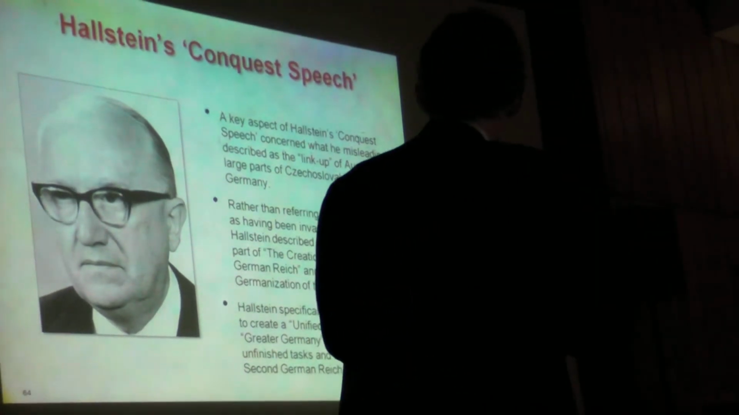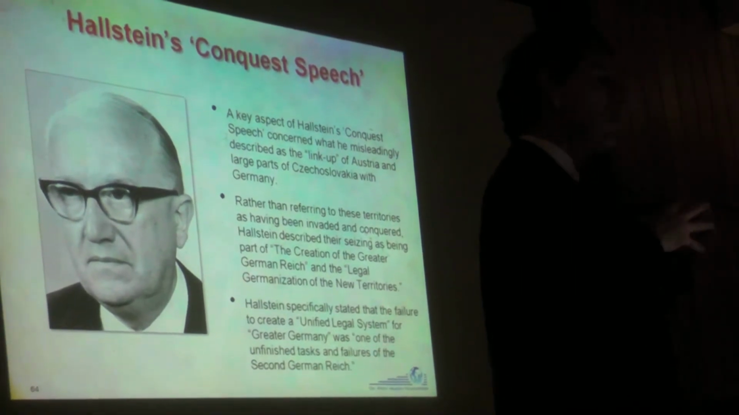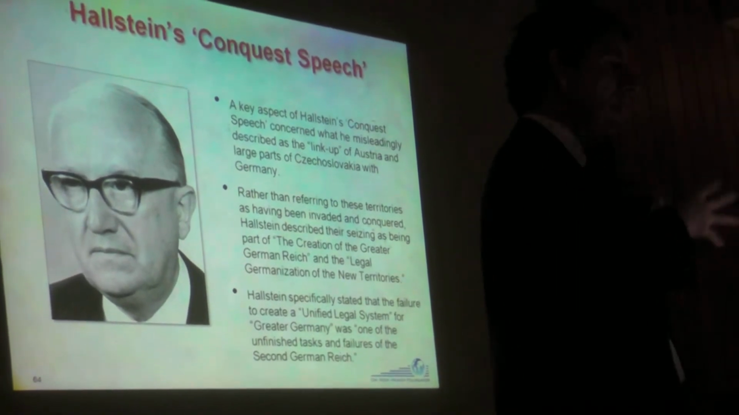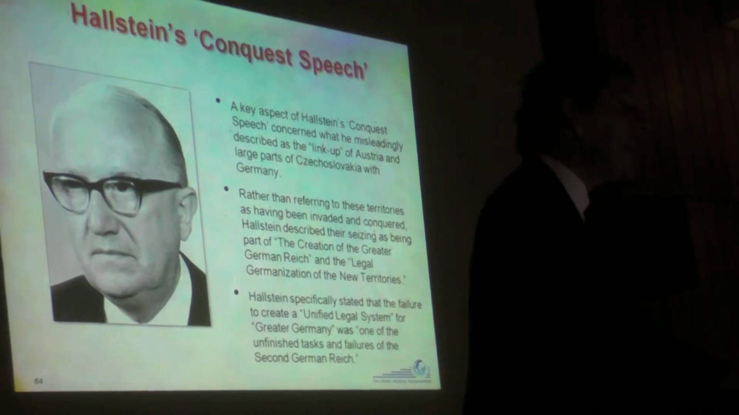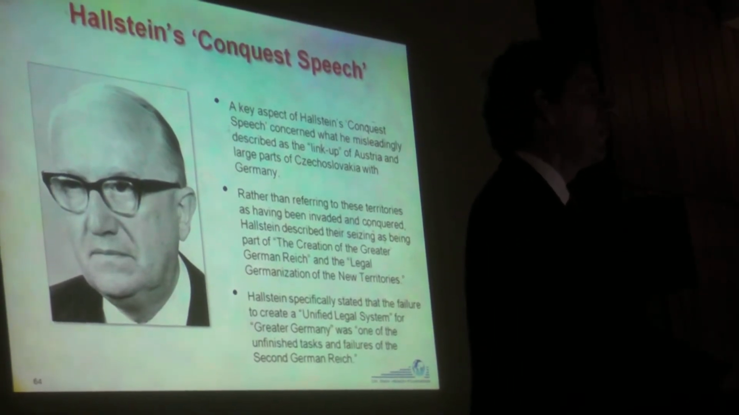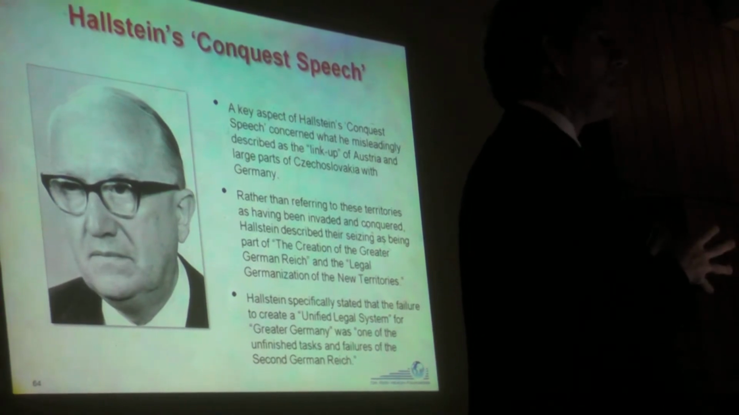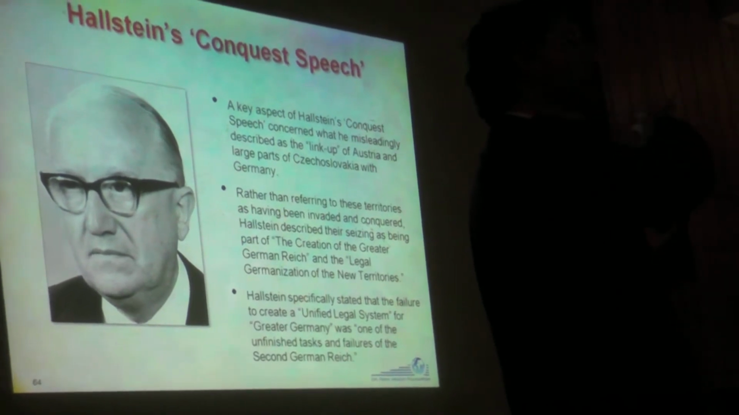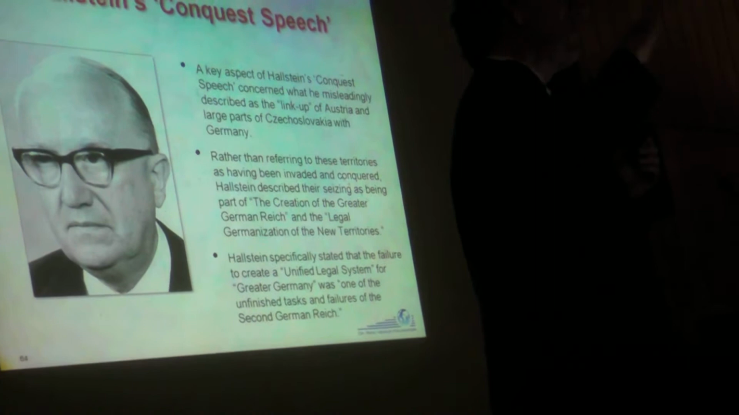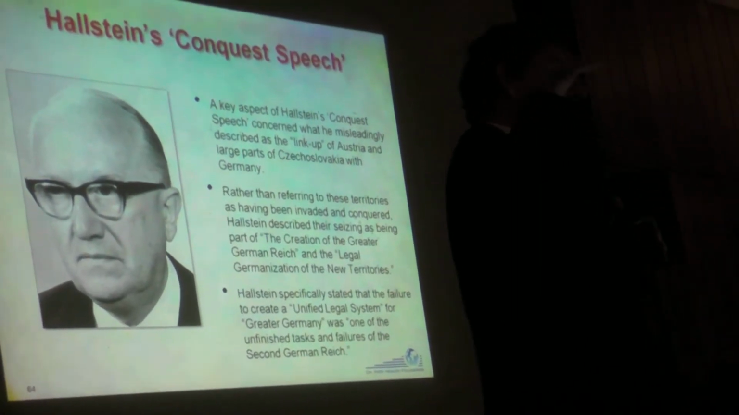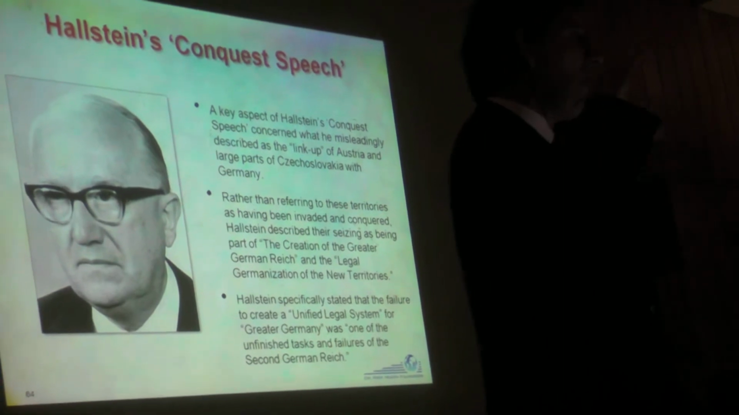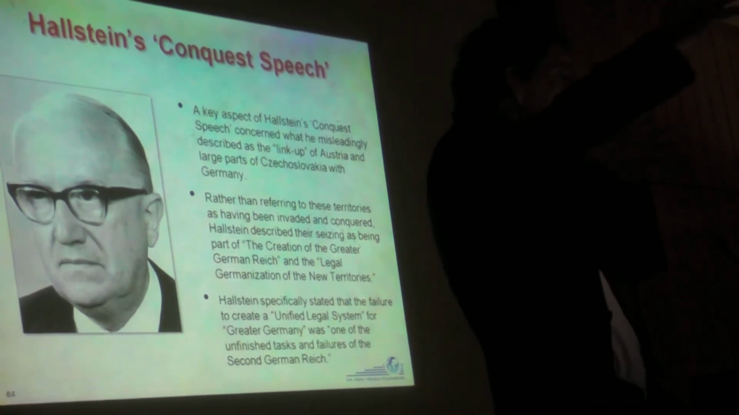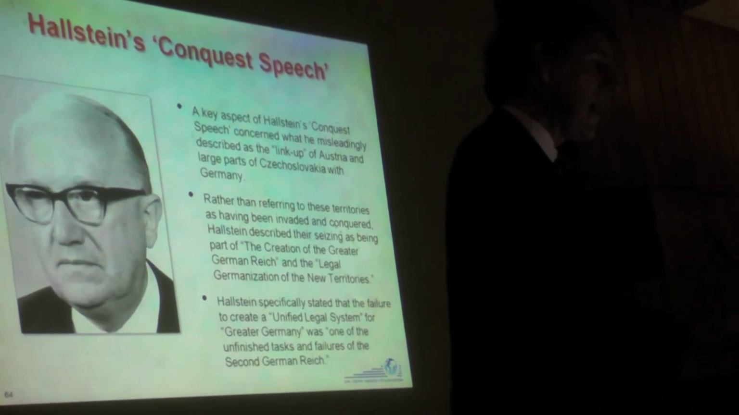But interestingly, he specifically stated that the failure to create what he called a unified legal system for Greater Germany, meaning expanded Germany, was one of the unfinished tasks and failures of the Second German Reich. Now, the Second German Reich covers that period from the end of the 19th century through the beginning of the 20th century, leading up to the First World War. So he was saying that one of the unfinished tasks and failures of that Reich was the failure to create a unified legal system for the expanded borders Germany had taken.